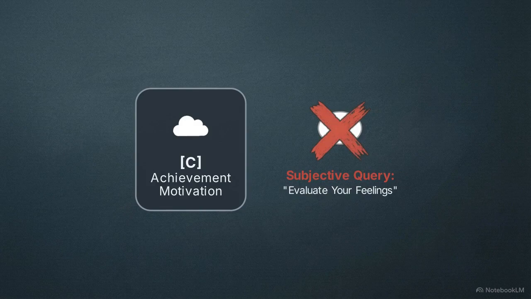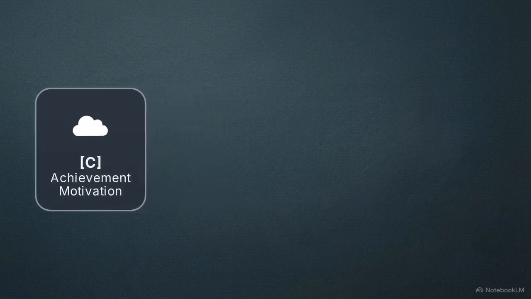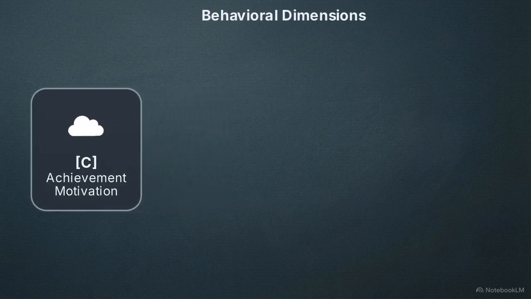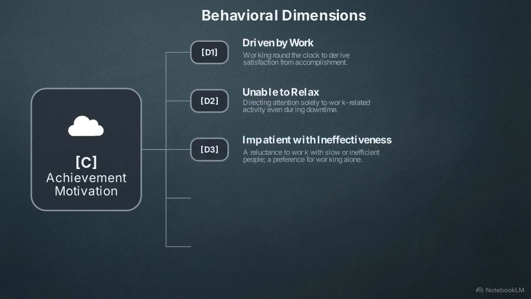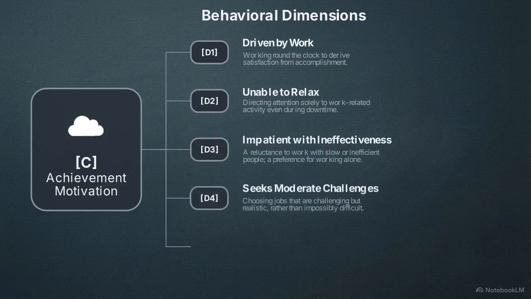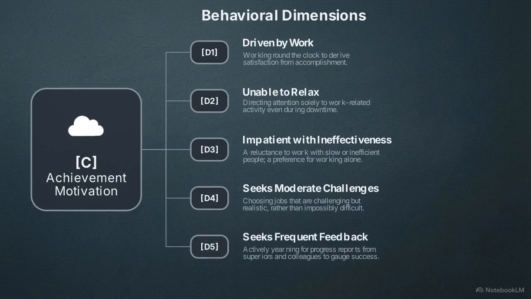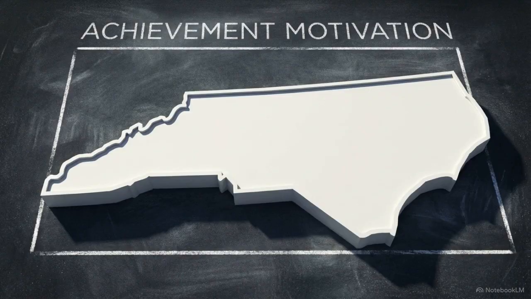So we execute the first layer of reduction. We break this central concept down into broad behavioral categories called dimensions. Our central node branches into 5 distinct dimensions. Dimension 1, the subject is driven by work. Dimension 2, they are unable to relax. Dimension 3, they are impatient with ineffectiveness. Dimension 4, they deliberately seek moderate challenges. And Dimension 5, they actively seek frequent feedback. We have successfully mapped the structural boundaries of achievement motivation, but these 5 dimensions still exist as abstract concepts.